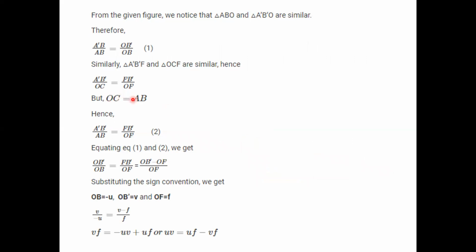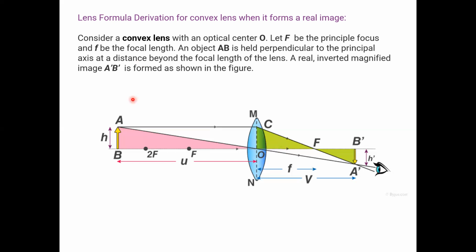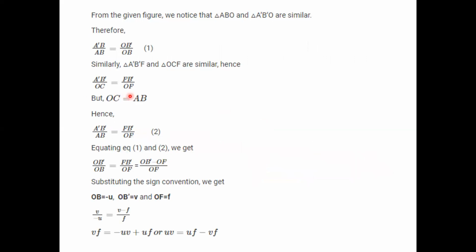Now what is OC? See here, what is OC here? OC is nothing but the AB. So OC can be replaced by AB. So you can get the second equation like this. Now from the first and second equation, the left hand side is the same. So we can equate OB dash by OB equal to FB dash by OF.